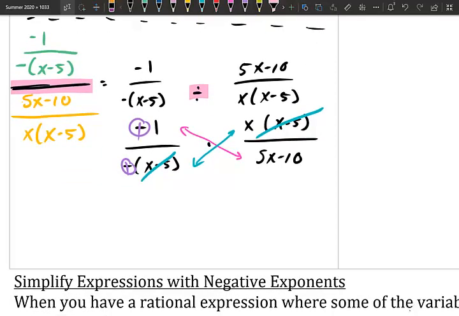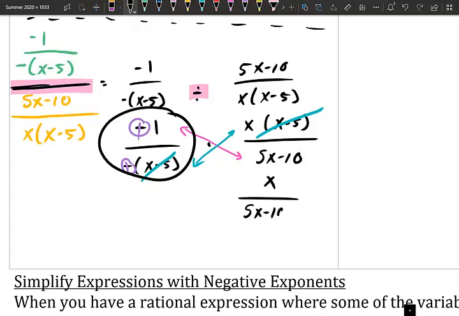It's okay. So let's write what we have left over. On this side, we have nothing. We just have 1, and we don't have to write 1. So we have nothing left on the left side. On the right side, we're left with x over 5x minus 10.